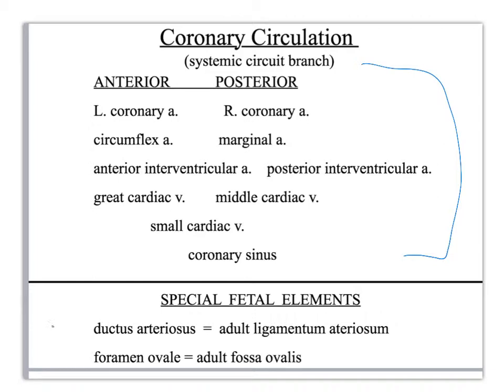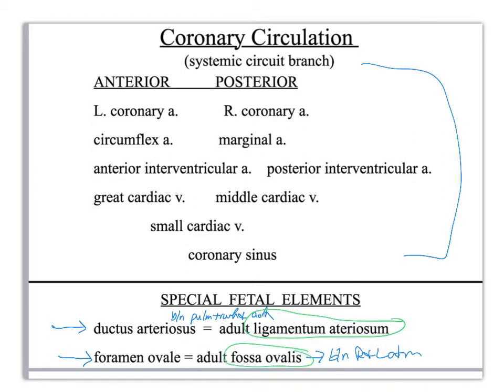Special elements, you need to memorize these. You have the ductus arteriosus and the foramen ovale. The ductus arteriosus is between the pulmonary trunk and the aorta, and the foramen ovale is between the right and left atrium, okay? In the adult, after the baby is born and takes its first breath, the ductus arteriosus collapses and becomes scar tissue, and it's now called ligamentum arteriosum. The foramen ovale snaps shut, and now it is called the fossa ovalis. So a foramen is a hole, a fossa is a depression. A ductus is a tube, ligamentum is scar tissue.